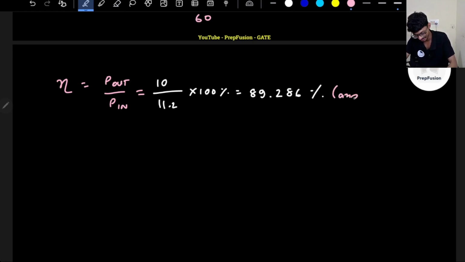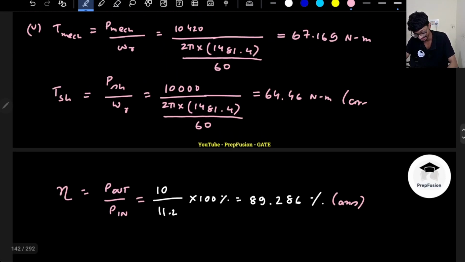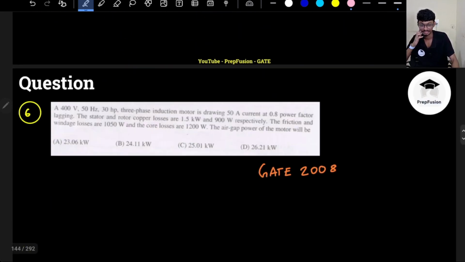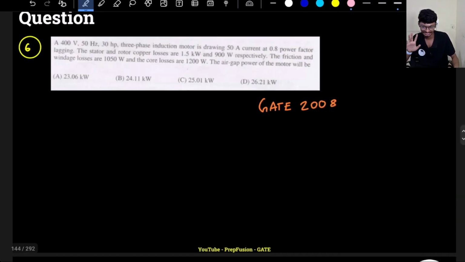I am sorry, this question became a bit lengthier than I expected, but I guess it's fine. I guess most of the concepts are clear. So that's a good thing. Now let's move on to the next question. It's a GATE question, so it will not be this lengthy, but those concepts will be used.